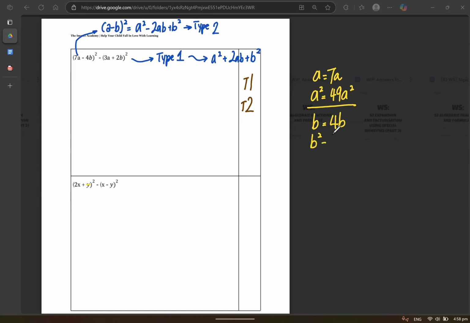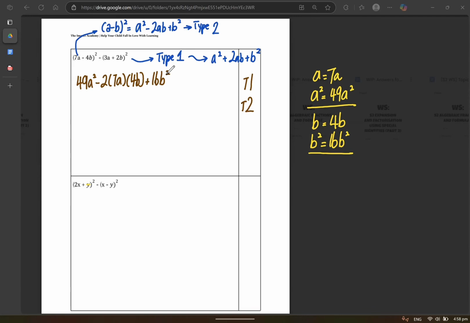B squared is actually equals to 16b squared. You see, when I want to write something like that, I need to ask myself, what is it that I naturally will do wrongly? You get what I'm trying to say? Okay. So then I will be conscious of that. Minus 2 bracket, 7a. Then after that, 4b over here, plus b squared. B squared is actually equals to 16b squared. Can you understand?